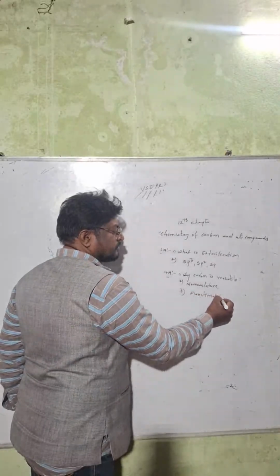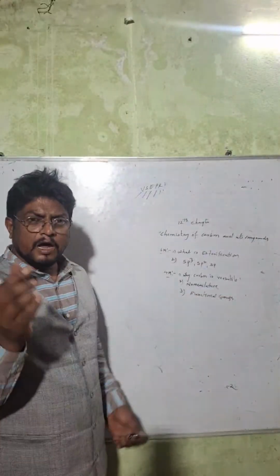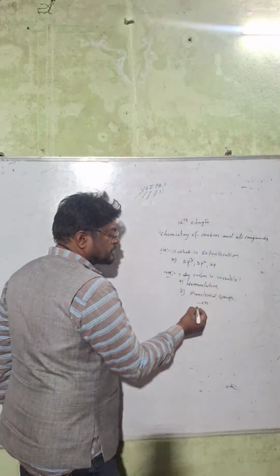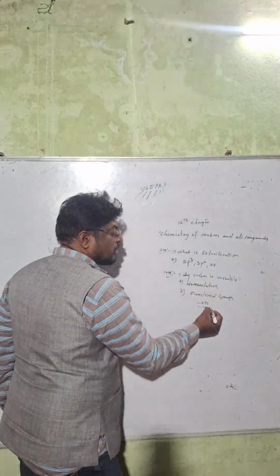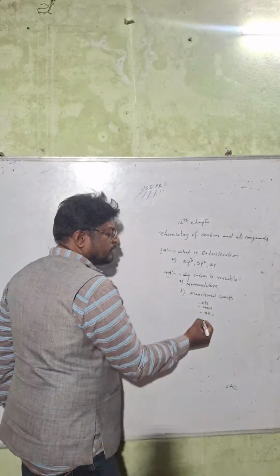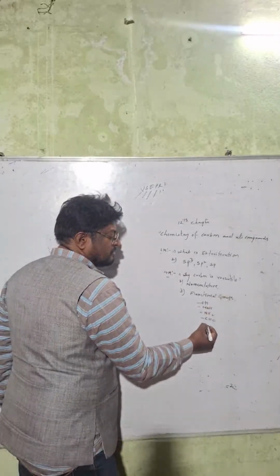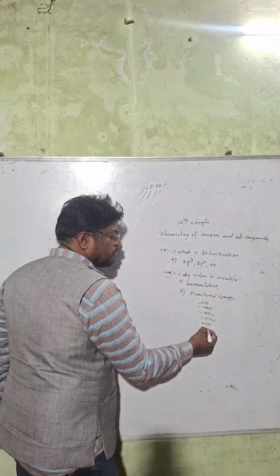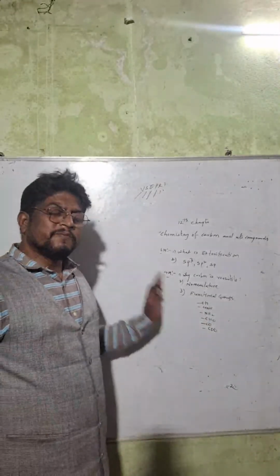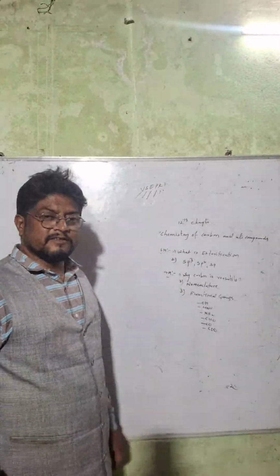Functional groups. I told you: OH is the alcohol functional group, COOH carboxylic functional group, NH2 amine functional group, CHO aldehyde functional group, CO ketone functional group, and COO is the ester functional group. These functional groups are important, so practice this.